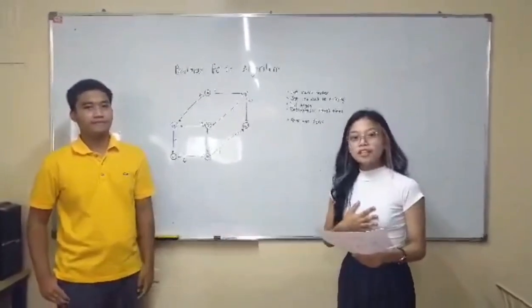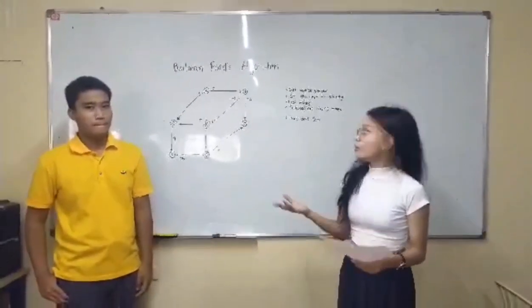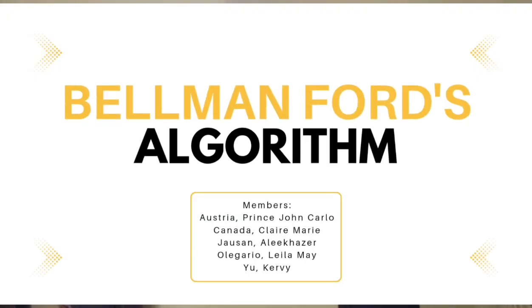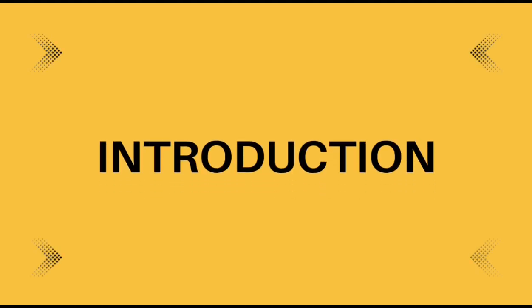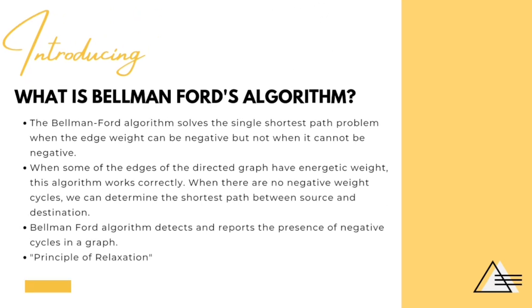We will be the representatives for our group, and we will discuss and introduce another algorithm called the Bellman-Ford algorithm. The Bellman-Ford algorithm solves the single-source shortest path problem when the edge weights can be negative. When some of the edges of the directed graph have negative weight, this algorithm works correctly. When there are no negative weight cycles, we can determine the shortest path between source and destination. The Bellman-Ford algorithm detects and reports the presence of negative cycles in a graph.